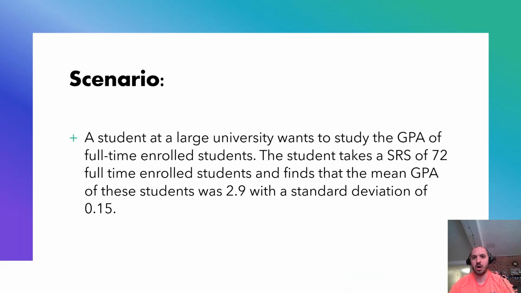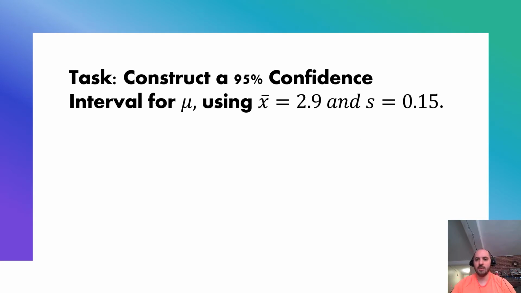So here's the problem we want to look at. You are a student at a large university and want to study the GPA of full-time enrolled students at your university. As a student, you take a simple random sample of 72 other students and record their GPAs. You find that the mean GPA of your sample was about 2.9 with a standard deviation of about 0.15. But we really want to know about the mean GPA of the entire full-time enrolled student body here. So we're going to construct a confidence interval for that. In particular, we're interested in a 95% confidence interval to estimate our population mean.